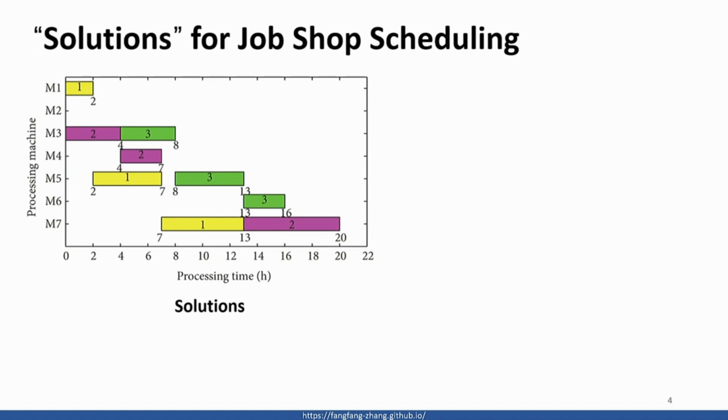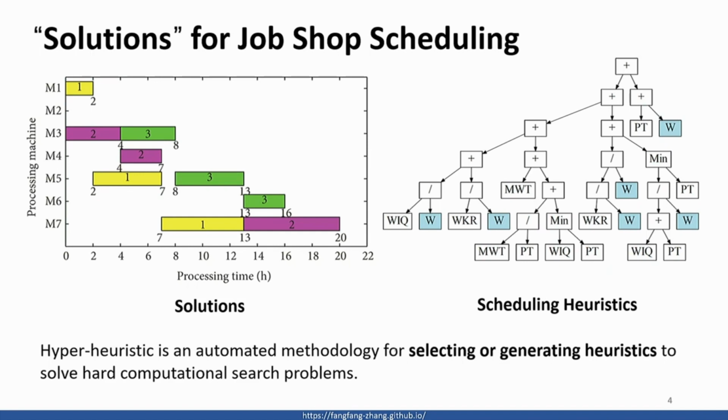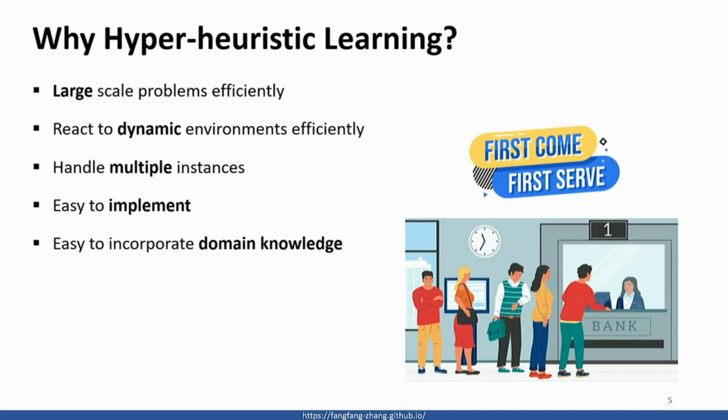My goal is to learn comprehensive rules to replace the manual rules. How can we do this? I use a hybrid heuristic approach, which is one approach to automatically learn this kind of rules. So why do we use a hybrid heuristic approach?